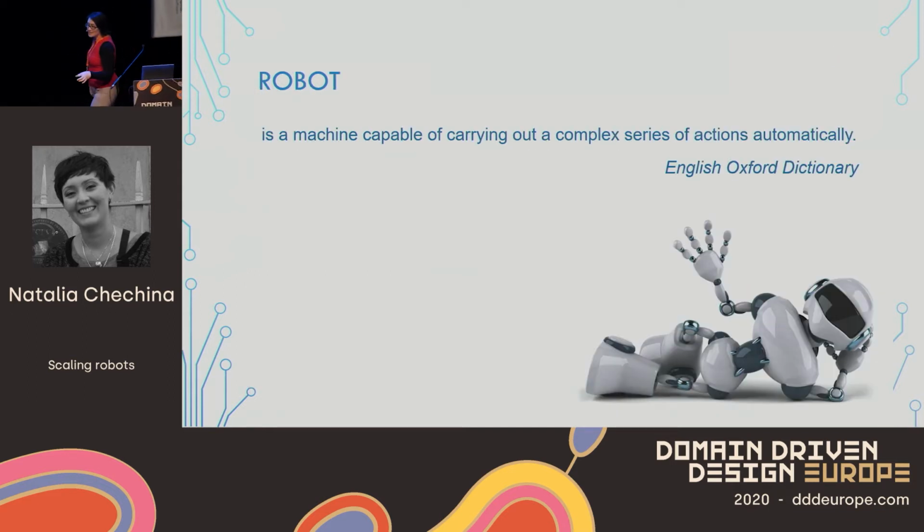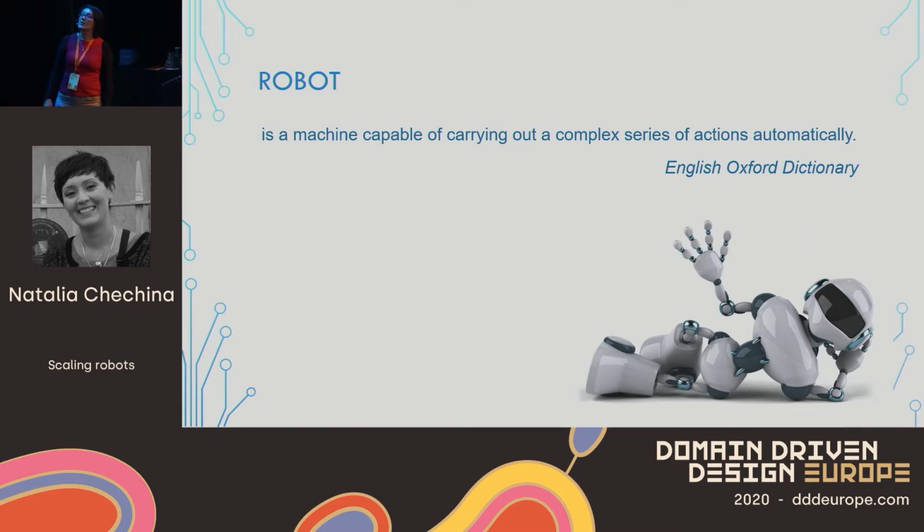I will start with simple and basic things, just to make sure that we are all on the same level and we understand what I'm talking about. So, robot. The English Oxford Dictionary says a robot is a machine capable of carrying out a complex series of actions automatically.